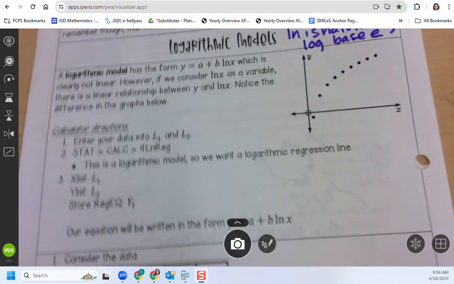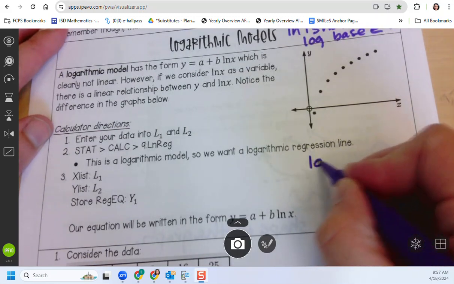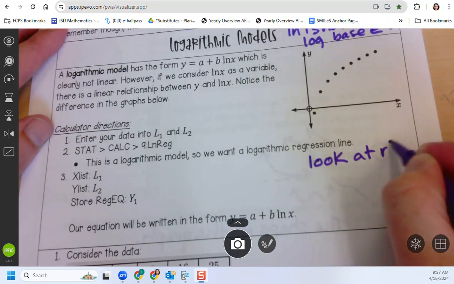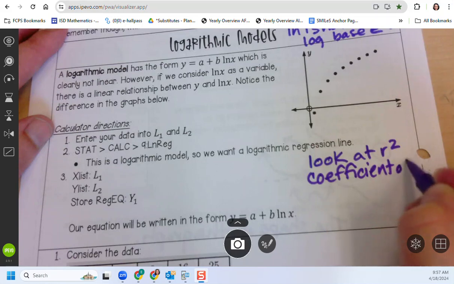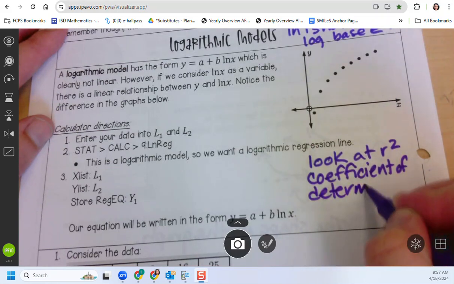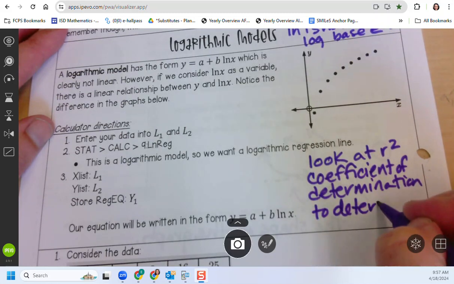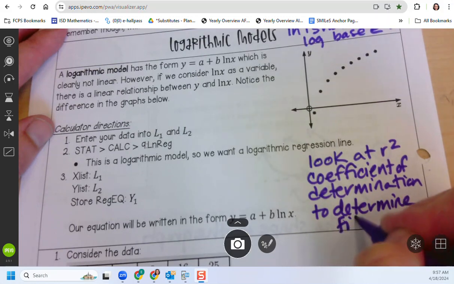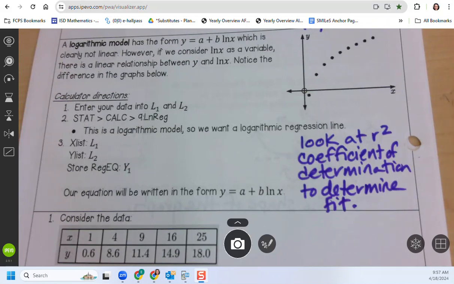Oh, also, guys, when we're doing the nonlinear ones, we're looking at the coefficient of determination, which is r squared. So when you do these, look at r squared, which is called the coefficient of determination, to determine the fit. It's going to tell you if it fits well or not. So we only use the r for linear, and for everything else we're going to use r squared to tell you the fit. R squared is not the best way, though, to compare models.